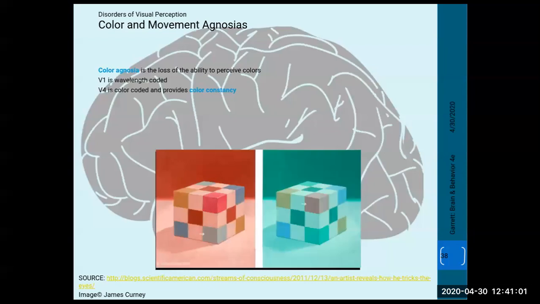If we were to damage V4, which I told you is where sort of color is processed, we're not going to have color blindness in the same way that we have it in the connection between the cones and the ganglion cells. So color agnosia is not the same as color blindness. In color blindness, we may lack some of the red, green, or blue cones, or it may be a problem with the way that the ganglion cells are functioning with the cones. But in this case, color agnosia is the complete loss of the ability to perceive colors at all.